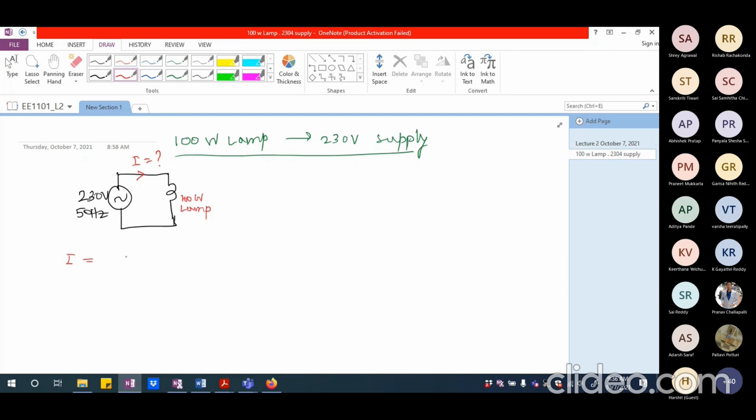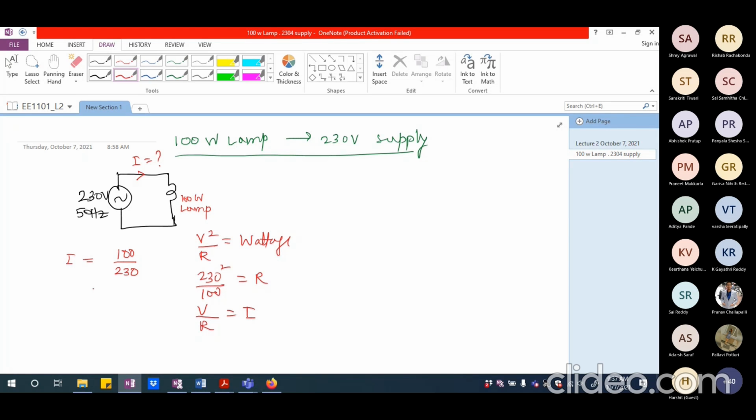100 divided by 230? Yes, ma'am. So you can calculate this as 100 divided by 230. Another way to do it is, I'm sure you know V square by R is wattage, right? So you can say basically 230 square divided by 100 will give me R, from which I can calculate again V by R is equal to I. I'm sure all of you know these relationships.